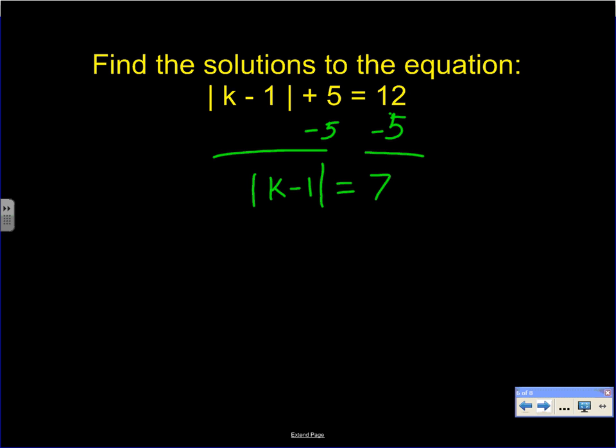And then I think from here you can go ahead and solve that out. That'd be good practice for you. Go ahead and solve that out and pause the video and then check your solution in 1 second.